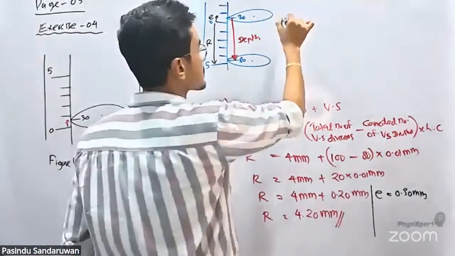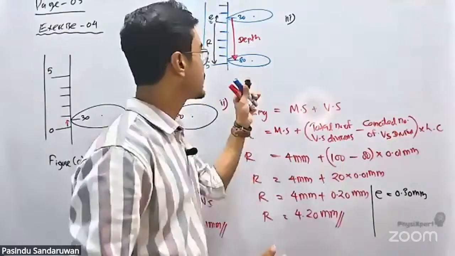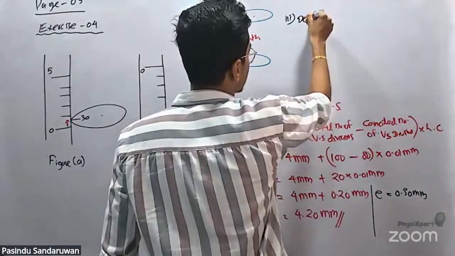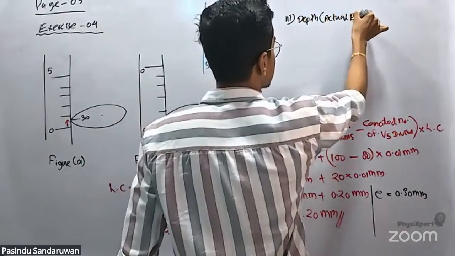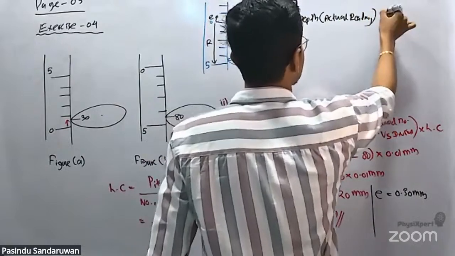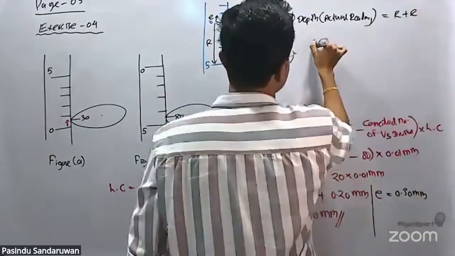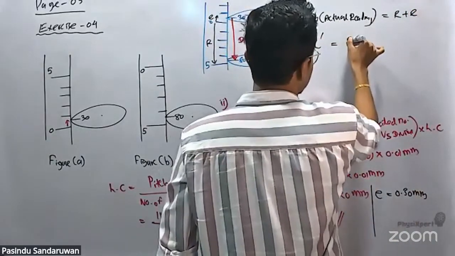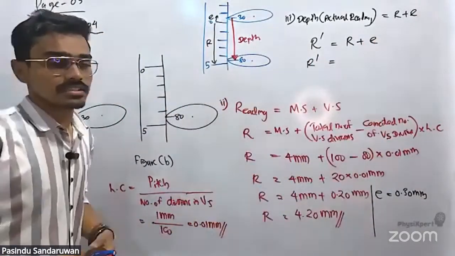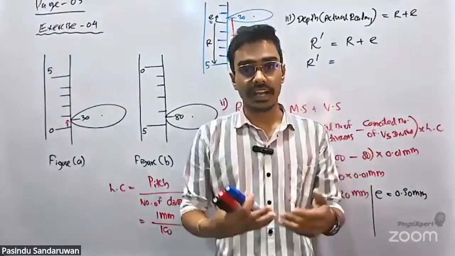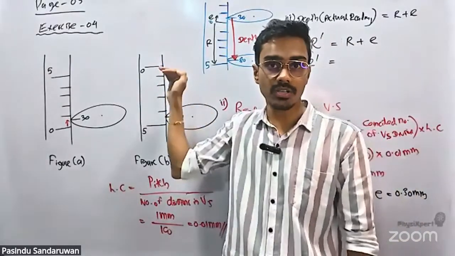Now what we need is the actual reading. The actual reading is going to be the depth, R plus E. What's the reason? The actual reading has to be the actual depth of the hole. It is supposed to start from 0 if there was no error.